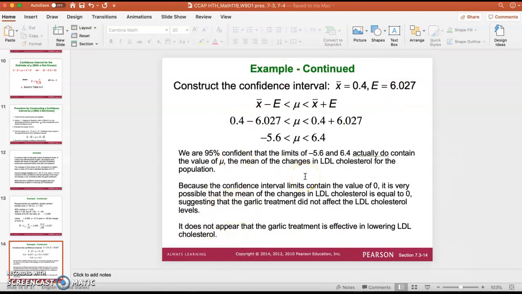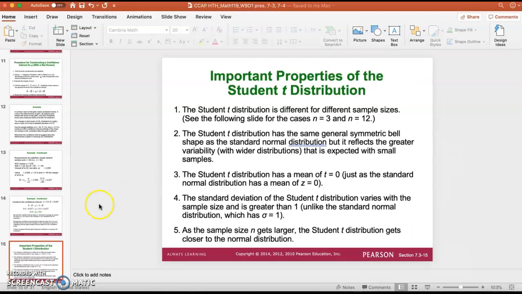We just did an example of finding a confidence interval to estimate a population mean, all just using that new t-table for critical values and that new formula. Now I'm going to pick up in the next video with some of these important properties of the student t-distribution and go from there.